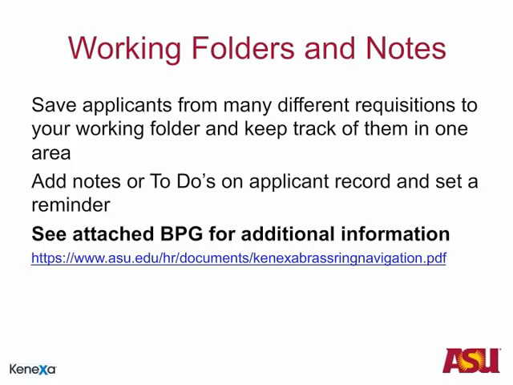To review what we've discussed, a couple of ways you can stay organized in BrassRing is with working folders and notes, or to-dos. With a working folder, you can save candidates from many different requisitions into one folder and manage them there. Another way to stay organized is with to-dos. You can add to-dos to a candidate's record by adding a note and setting a reminder date. Please see the attached business process guide for additional information.